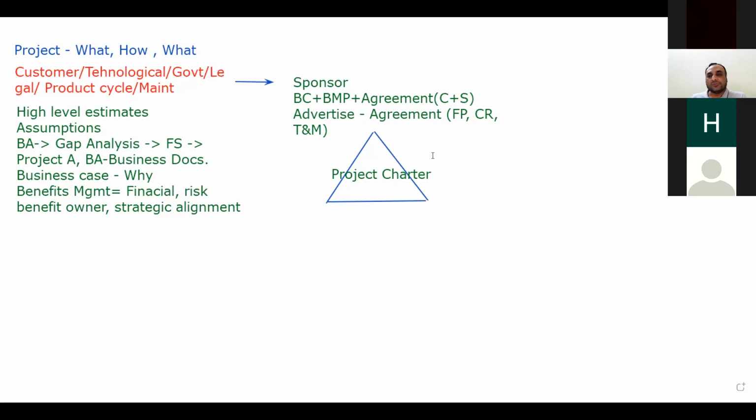Project charter is issued to the seller. So this is what our customer, sponsor, and seller are. They are bounded by the project charter, and then there will be the agreement also. So when the project charter is ready, the project manager will start creating a document called stakeholder register.